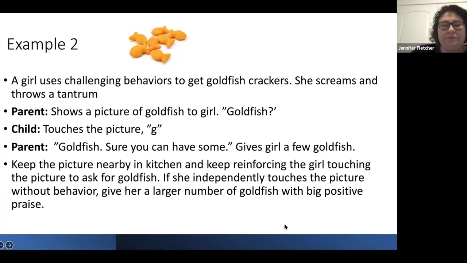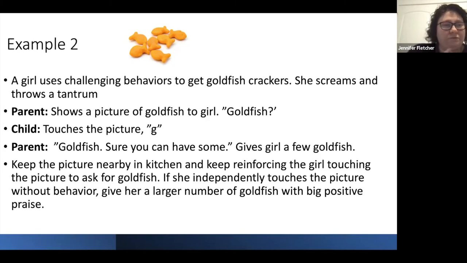Another example. We have a girl who uses challenging behaviors to get goldfish crackers. She screams and throws a tantrum every time because she wants those goldfish crackers. So one way to help her, to give her a replacement behavior for her screaming, is to show her a picture of the goldfish and say, goldfish. In this case, this is a child who can't say very much, but she can make the sound guh. So she touches the picture and says guh. And then you just say, goldfish, sure, you can have some. And you give her a few goldfish.